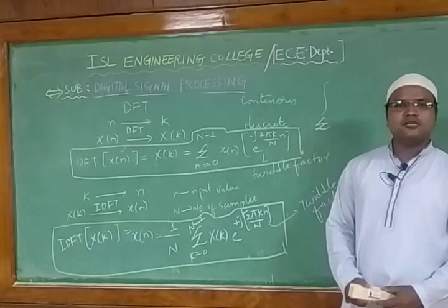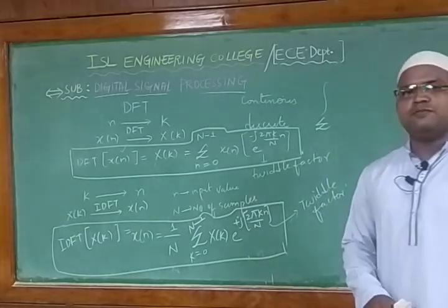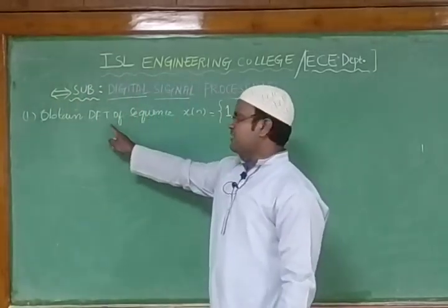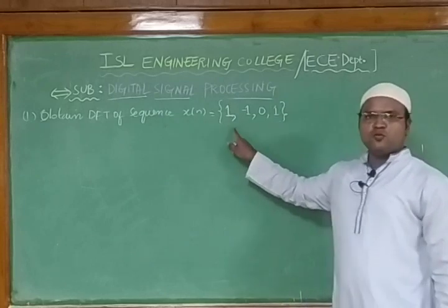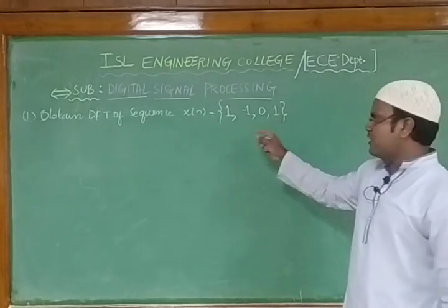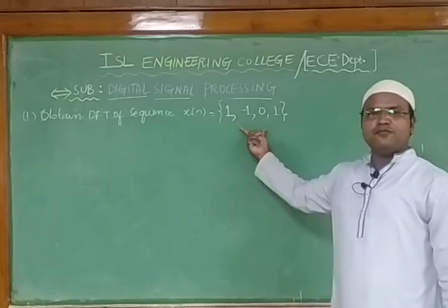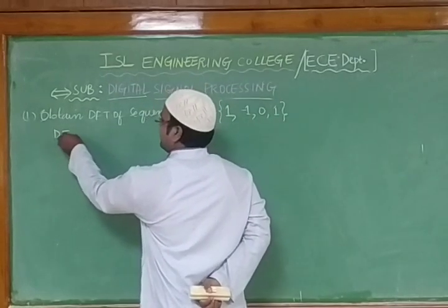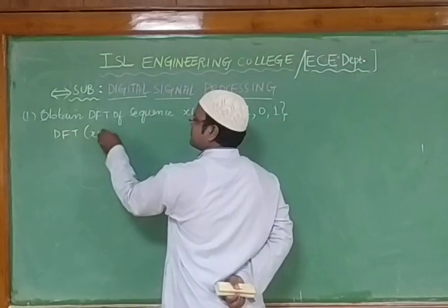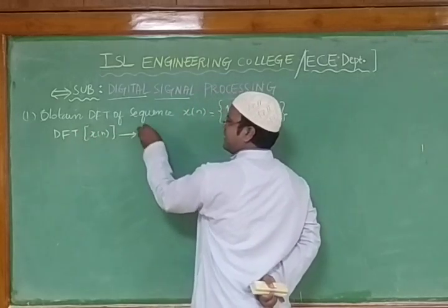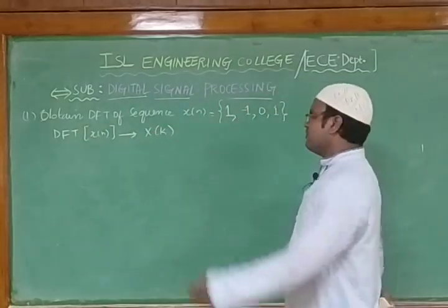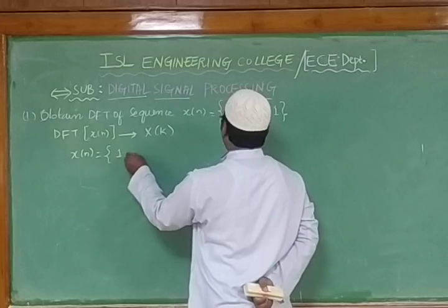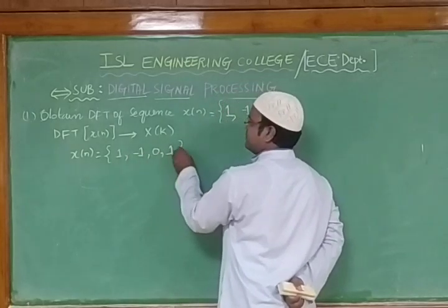So let us see some problems based upon this, and we'll try to convert that value. Let us see the problem, students. We are taking one question: obtain the DFT of the sequence x of n equals 1, minus 1, 0 and 1. They gave one sequence x of n, and we need to obtain the DFT of this x of n. So what is the DFT of x of n we can write? We can write it as x of k. They gave us the sequence x of n equals 1, minus 1, 0 and 1.